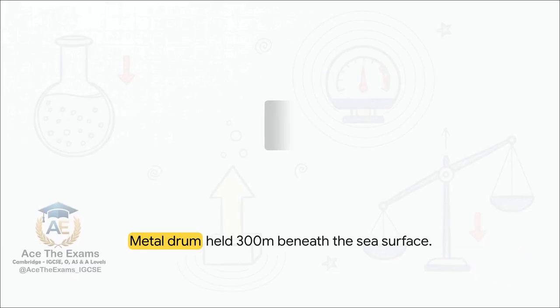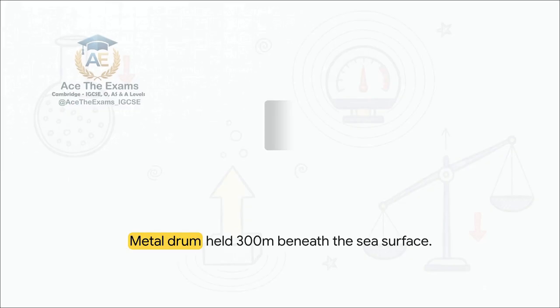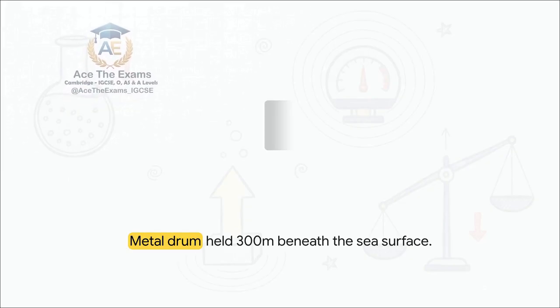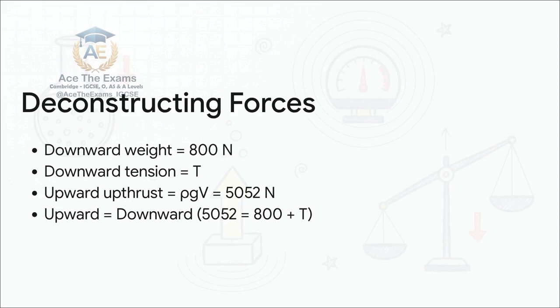We have a metal drum, volume of 0.500 cubic meters, weight of 800 newtons. It's being pinned down 300 meters underwater by a cable tied to the seabed. Seawater density is 1,030 kilograms per cubic meter. The big question, what on earth is the tension in that cable? Don't panic, just systematically deconstruct the forces.